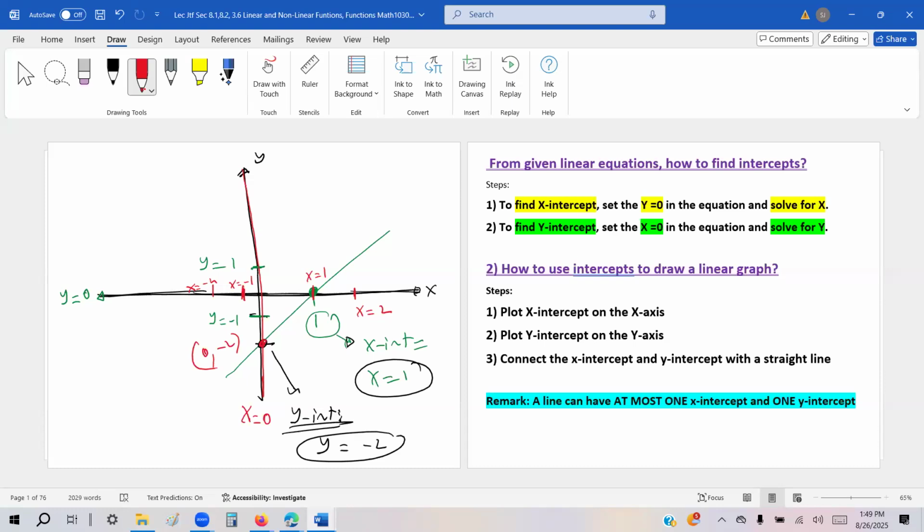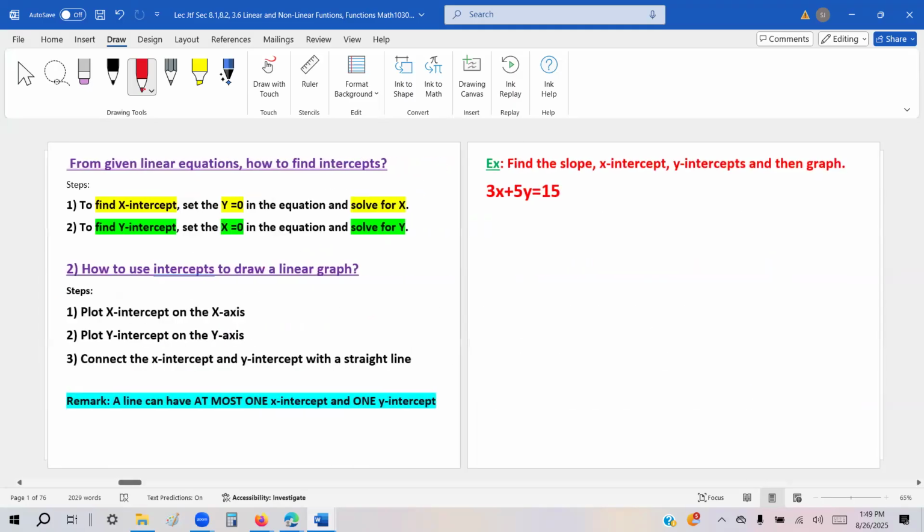That's how you find the intercepts. And once you have the x and y-intercept, connect them with a straight line. That's your graph. So let's do an example. We have 3x plus 5y equals 15. They want us to find three things: slope, x-intercept, y-intercept, and then graph it. Let's start with slope.